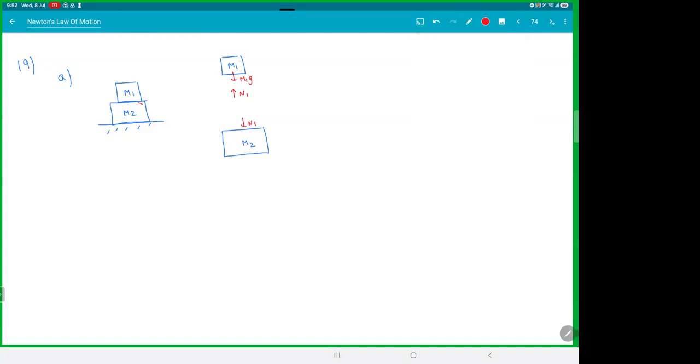That N1 is acting on M2. So if you ask M2 what are the forces acting, it will say there is an N1, my own weight, and the normal reaction from the ground. Are you clear with this? You should not draw M1G on M2 because M2 does not know who is M1G. The only interaction between M1 and M2 is that repulsion between this surface, which is the normal reaction. Are you clear with that? I hope that part was clear.